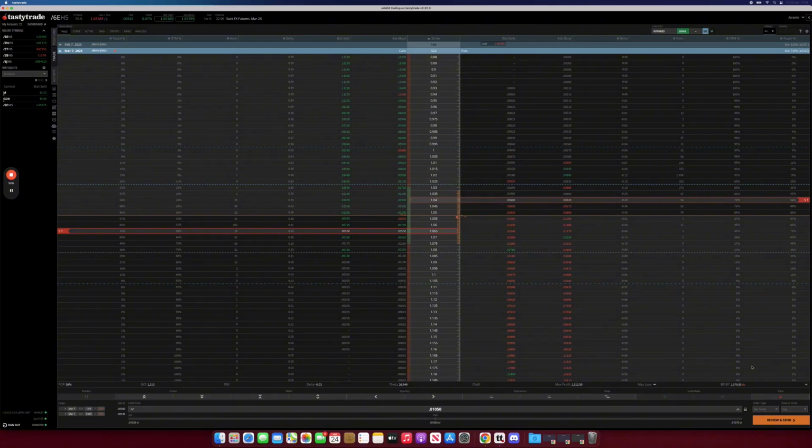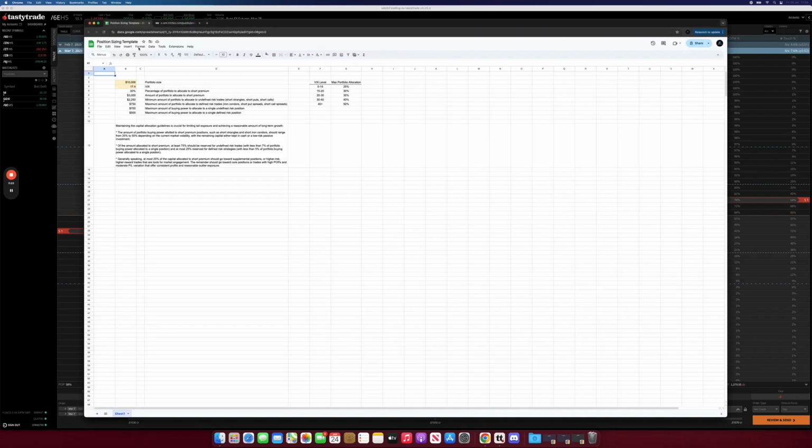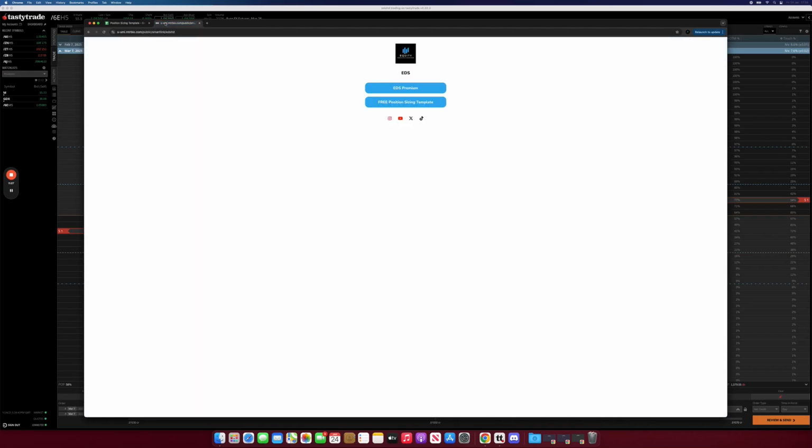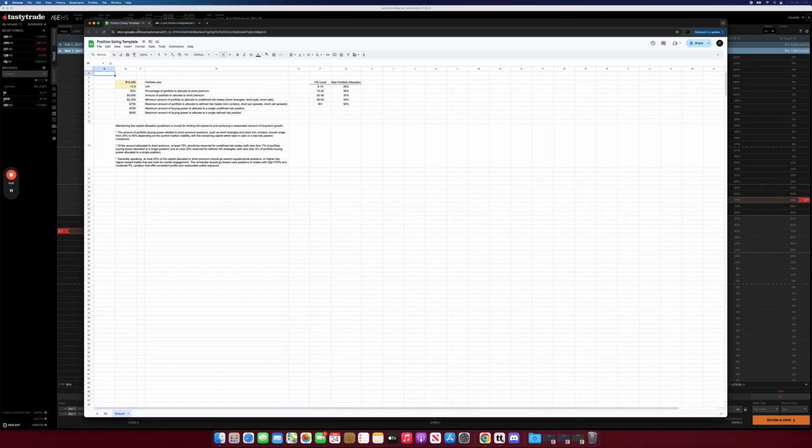Now, you do also need to keep in mind your buying power requirement. You need to know how much you should be allocating to your position. So in order to figure that out, we've created a free position sizing template. To get a copy of this, just click the link in the description and click on this free position sizing template. It'll take you over to the spreadsheet. Enter in the size of your portfolio. Say if you have a $50,000 account, then enter in whatever the current VIX level is. Say if it's 23.1.